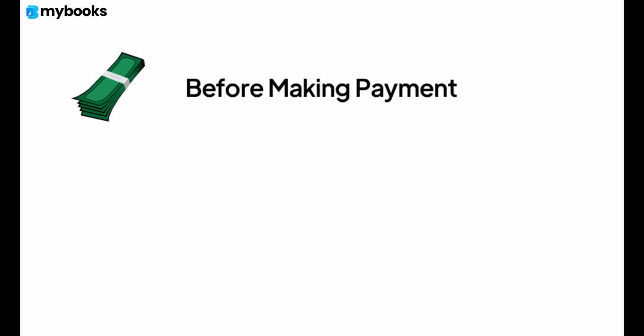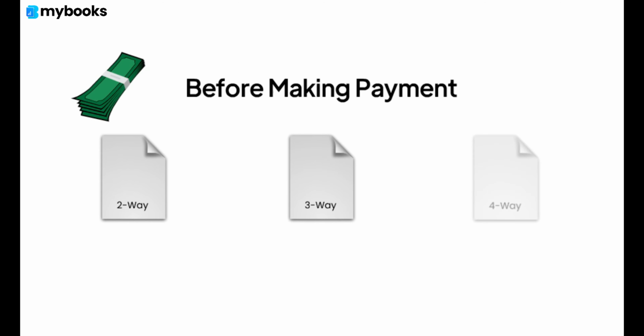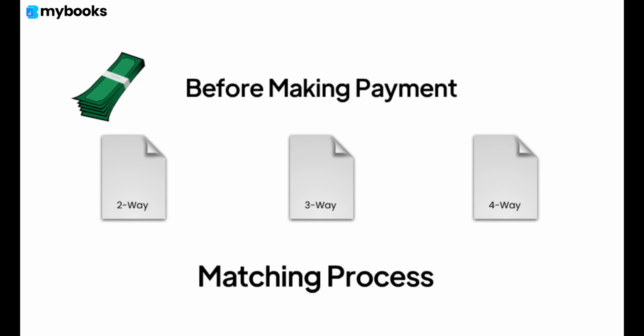Before making the payment to the vendor, the accounts payable department will conduct either two-way or three-way or four-way matching, depending upon the type of internal control which is selected by the company. The company can select either two-way or three-way or four-way matching as an internal control. Now let us try to understand multiple cases.